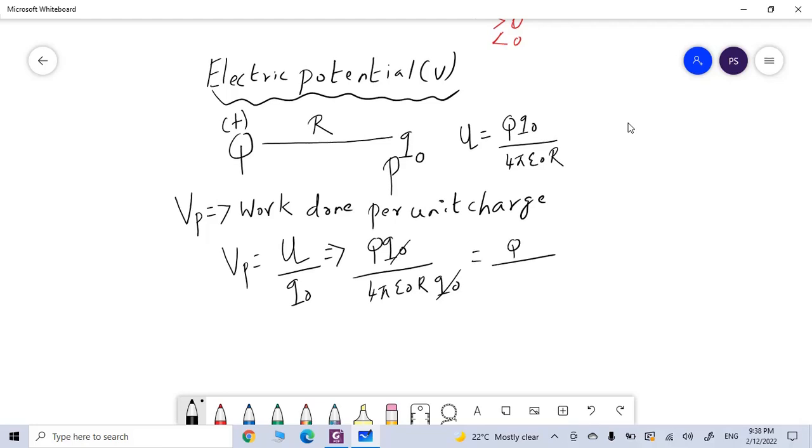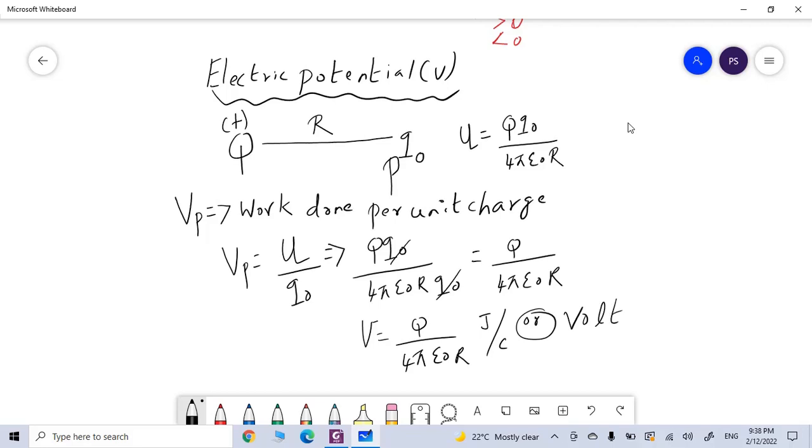So what we get here as a relation is going to be Q by 4 pi epsilon 0 r. Now this is the expression for the electric potential, Q over 4 pi epsilon 0 r. Now the unit for electric potential is Joule over Coulomb, but nobody uses this particular unit, so it is always expressed as volt after the great scientist Volta.